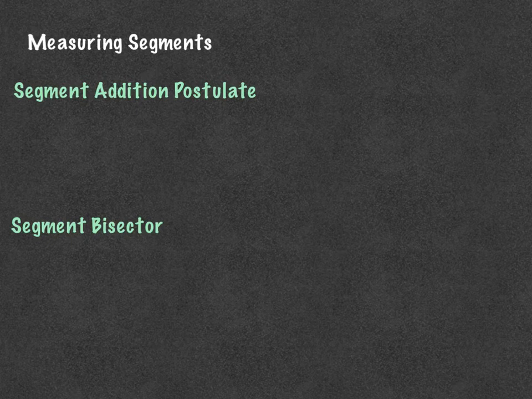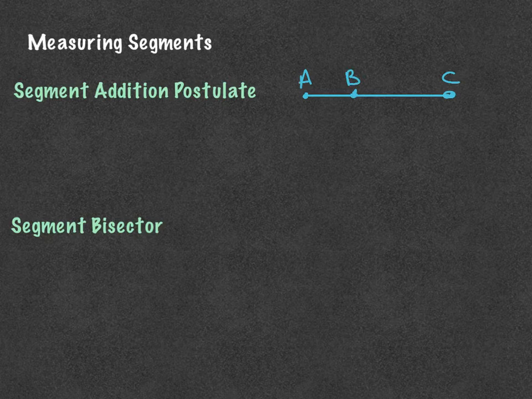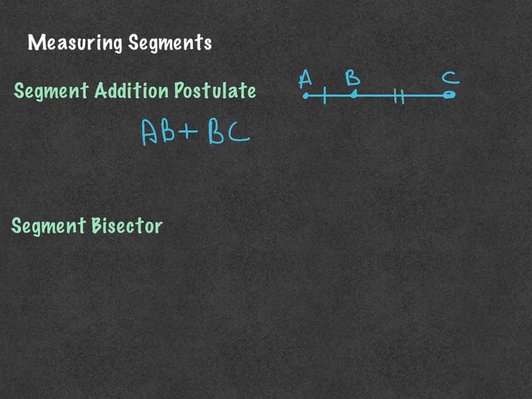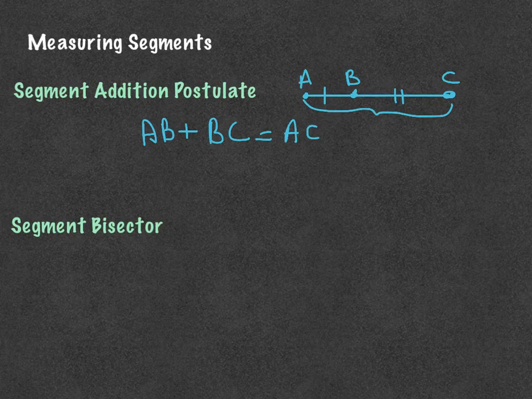Measuring segments. There are two main ideas that we discuss when we're talking about measuring segments. The first is the segment addition postulate. The segment addition postulate says that if you have a segment from A to C and you have some B that is in between that on the line, then the length A to B, plus the length from B to C is going to equal the length from A to C, the entire length. So that's really what the segment addition postulate is saying.